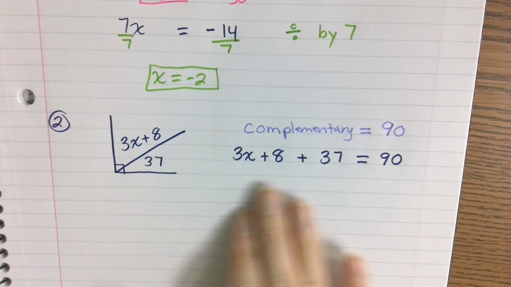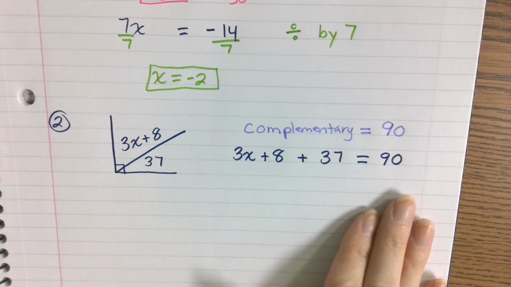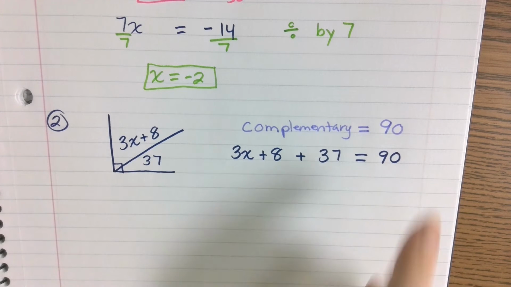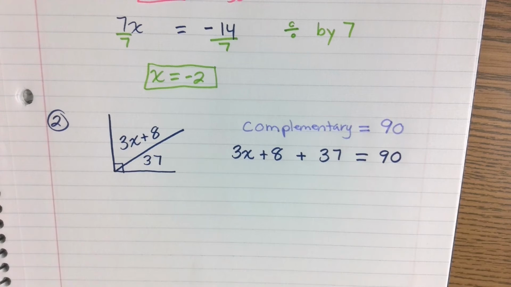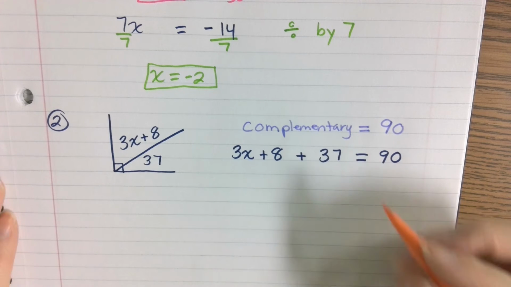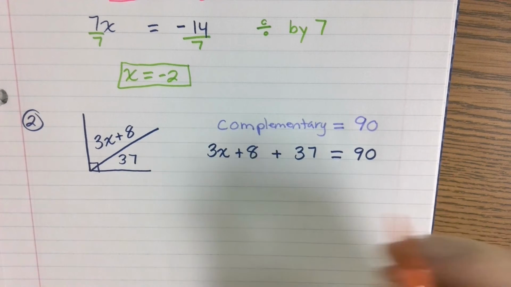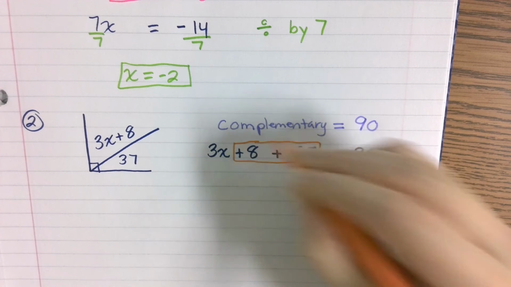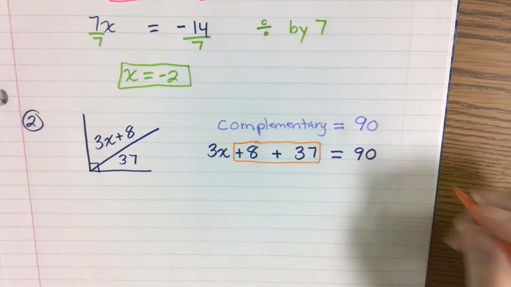Can we distribute? Yes or no, guys? No, there's nothing to distribute here, right? Nothing outside parentheses. Can we combine like terms? No, because there's only one. No, we can't get the 8 and the 37. There you go. The 8 and the 37 are like terms, right? It doesn't have to just be variables that you combine, guys. Like terms can also be numbers on the same side, just plain simple constants on the same side.